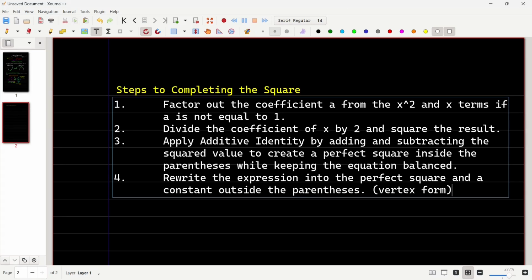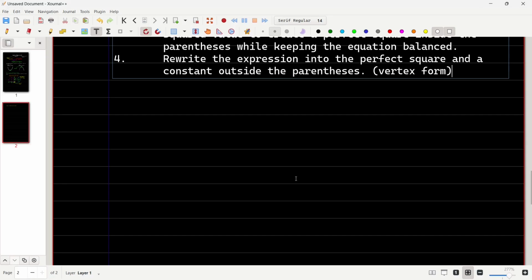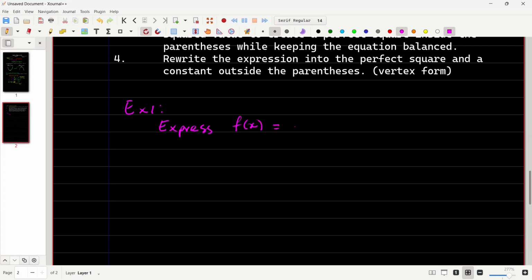So we're going to first try an example, and from there we're going to try a few, and then you'll get some to try for yourself. So example 1, we're going to say express f of x equal to x squared plus 6x plus 15 in the form (x plus h) squared plus k.